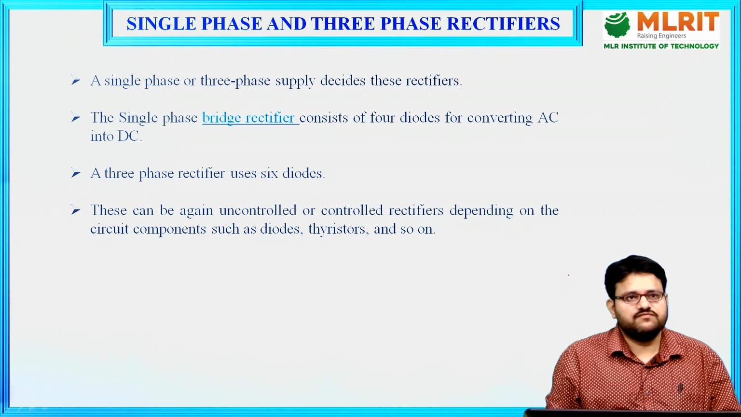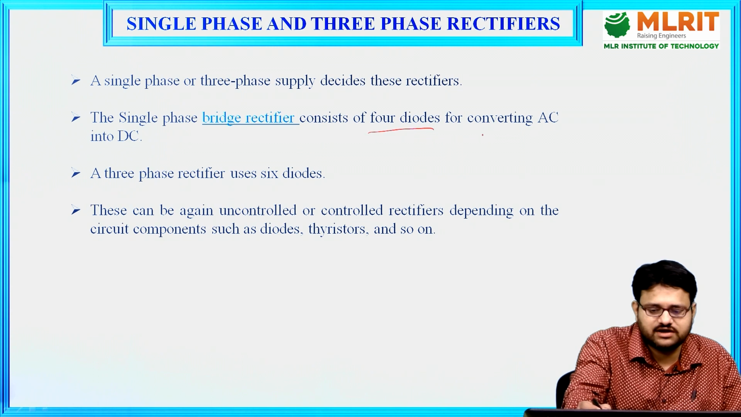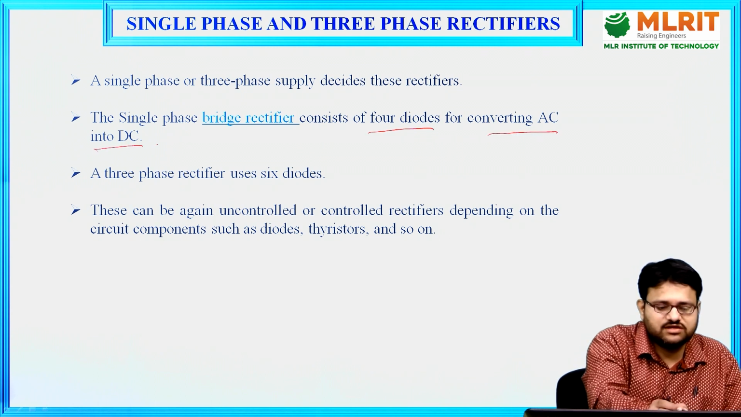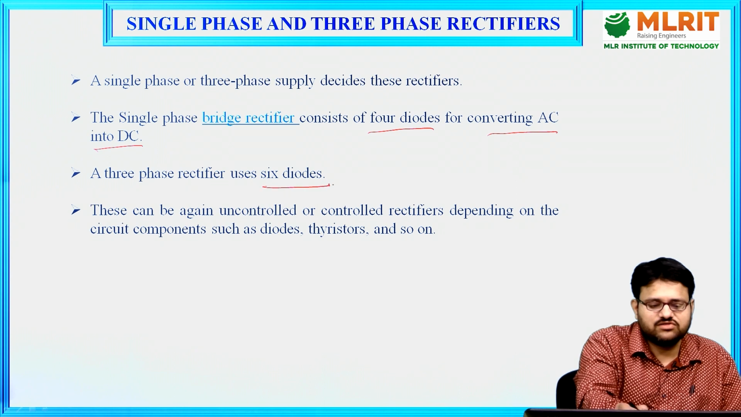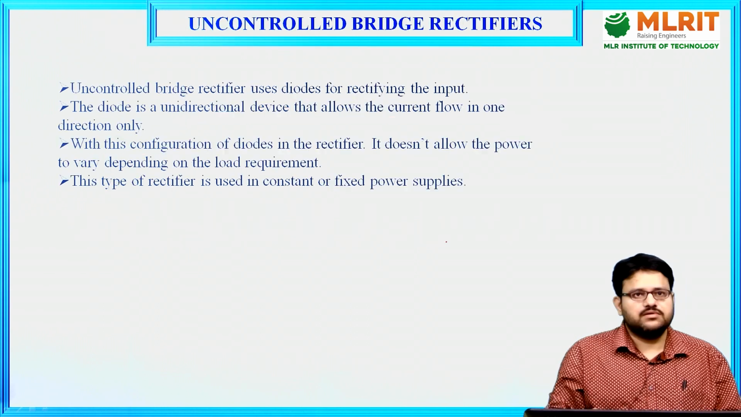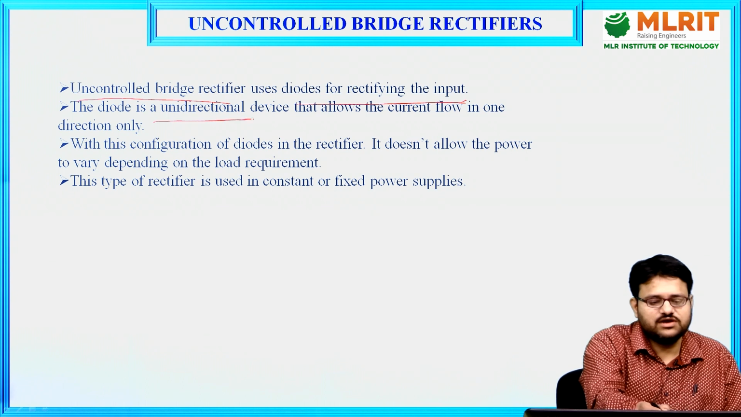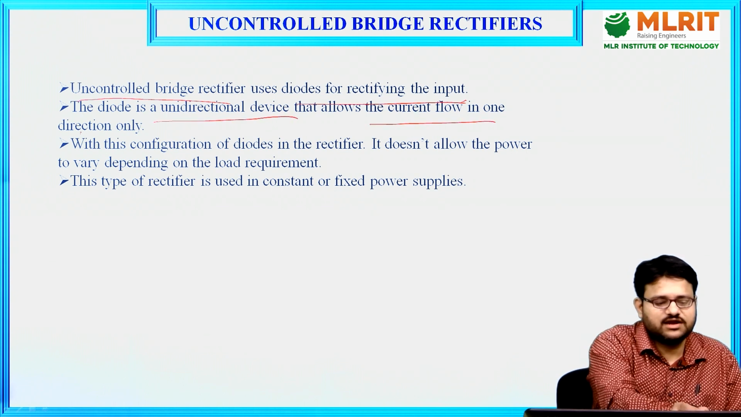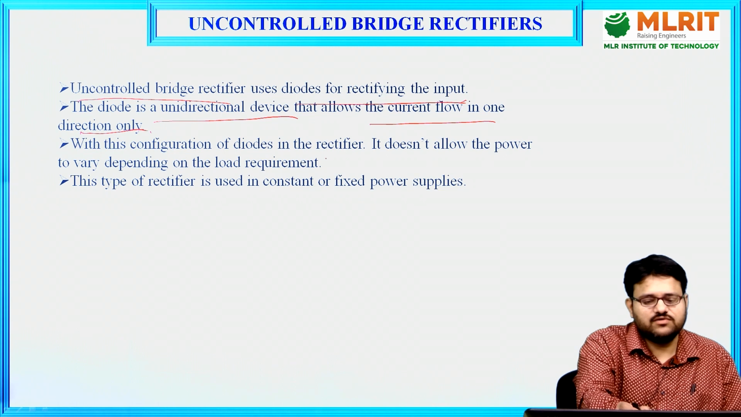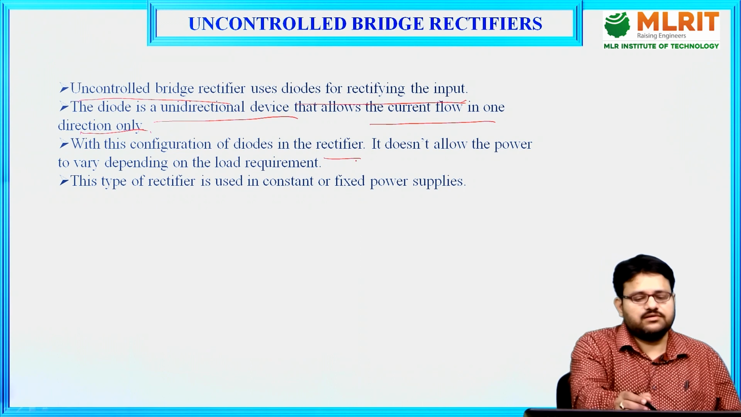So the single phase or three phase supply decides the rectifier. A single phase bridge rectifier consists of four diodes, converting AC into DC, and a three phase rectifier uses six diodes. These can again be uncontrolled or controlled rectifiers depending on the circuit components such as diodes, thyristors and so on. This is the uncontrolled bridge rectifier. An uncontrolled bridge rectifier uses diodes for rectifying the input. The diode is a unidirectional device that allows current flow in one direction only, and with this configuration of diodes in the rectifier, it does not allow the power to vary depending on the load requirement.